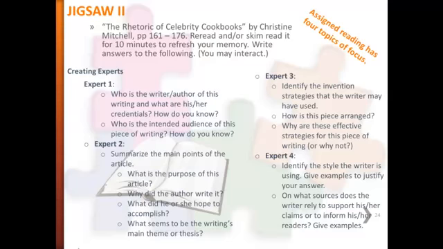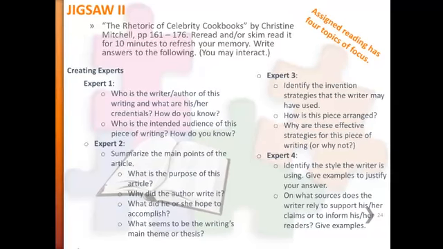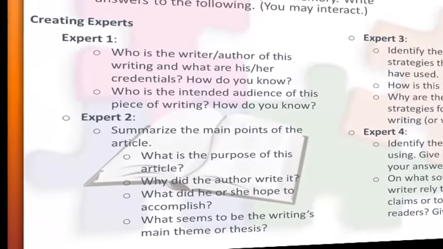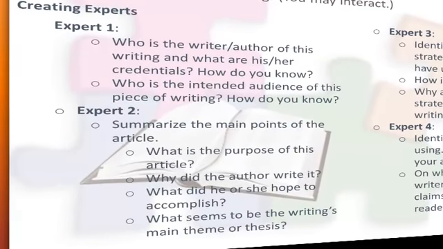The instructor then gives the students the sheet of questions she has composed prior to class. As with Jigsaw 1, students in each group answer the questions that correspond to the particular reading section they are assigned. Here are the expert questions I composed for Section 1 and 2 of Celebrity Cookbooks. Note that they tend to be more focused on analysis of how a piece of writing is put together by the author, such as invention, strategies, purpose, arrangement, theme, and so on. Experts 1, for instance, are asked who is the writer or author of this writing and what are his or her credentials. How do you know?